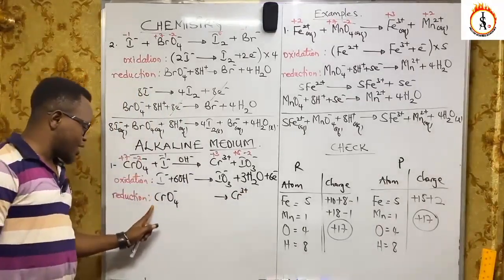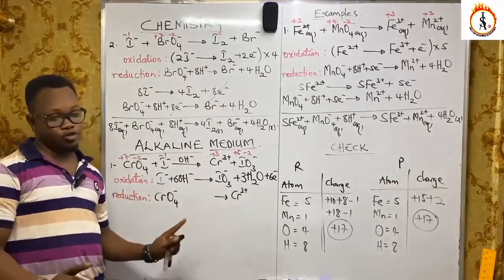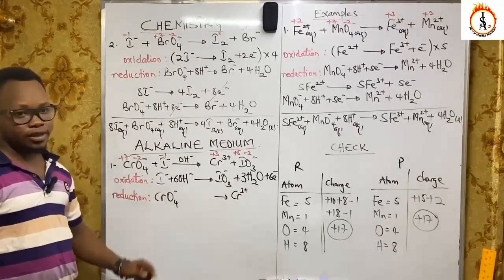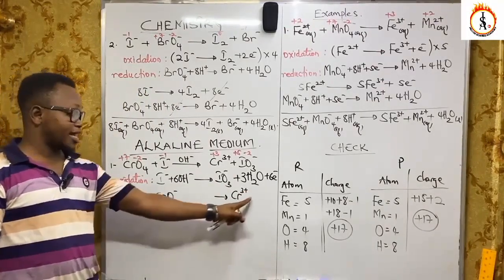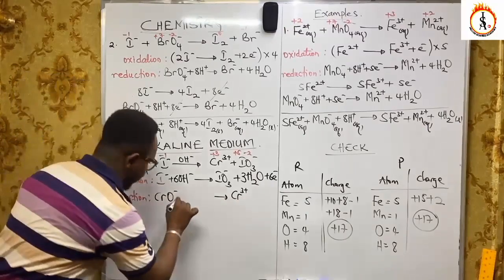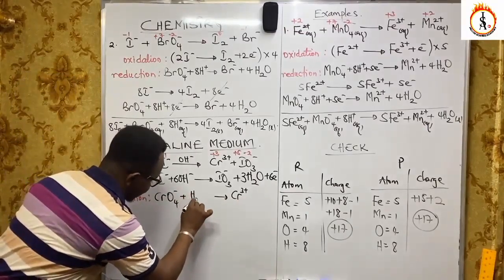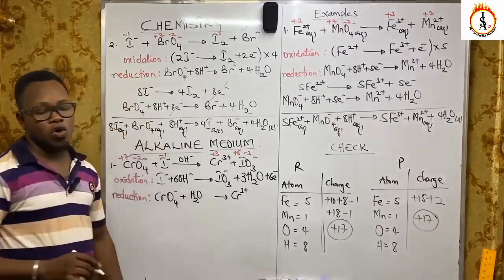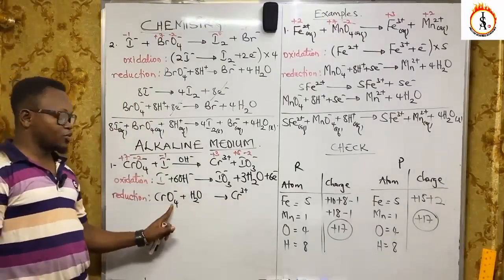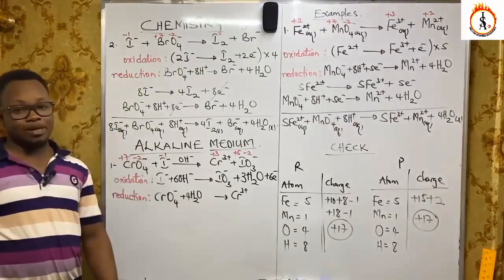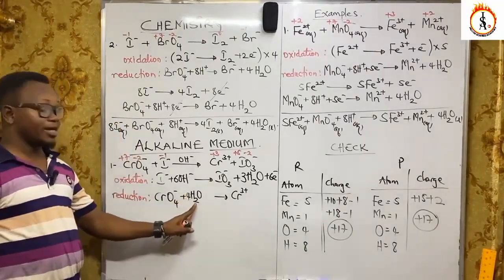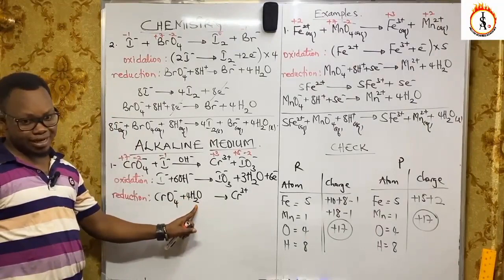Here we have one atom of chromium, one atom of chromium. So the chromium atoms are balanced. We look for the oxygen atoms. Here we have 4 oxygen atoms and here no oxygen atom at all. So what we do, we add water to the side that has more oxygen. The subscript we have here is 4, so we place 4 in front of this. By placing 4 there, we now have 8 hydrogen atoms.